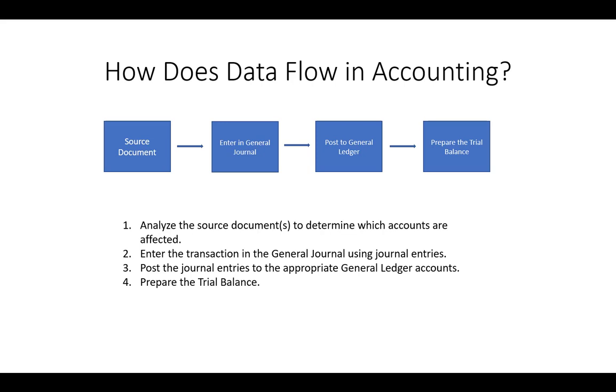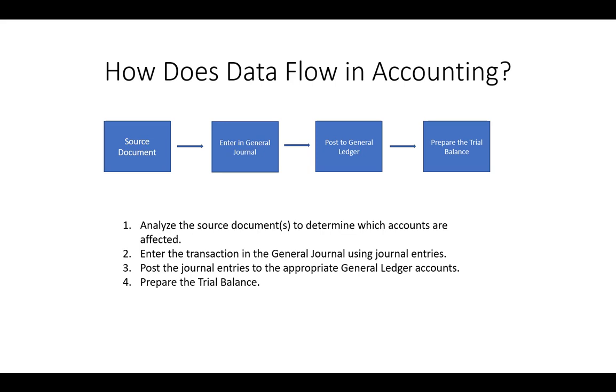First, we need to analyze the source documents to see which accounts are affected. And remember, every transaction in accounting affects at least two accounts. At a minimum, one account will be debited and one account will be credited. And source documents can be such things as an invoice, check stubs, receipts, cash register tape, bills, etc.